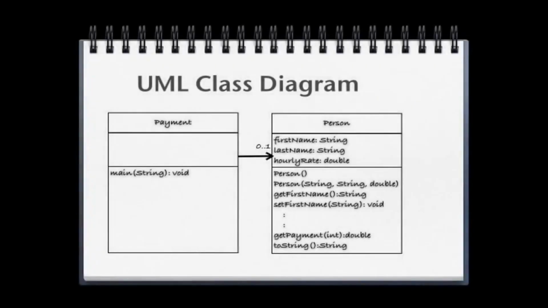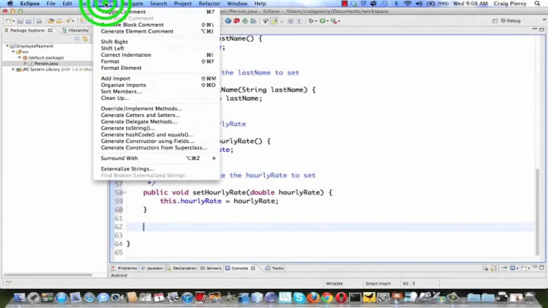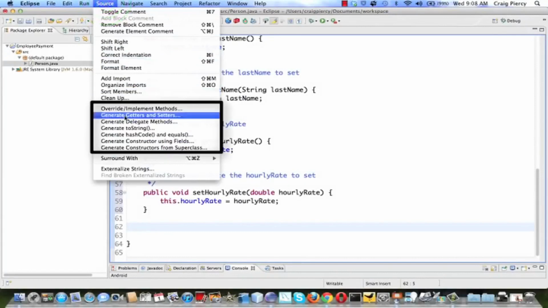Another quick look at our UML class diagram, and we see that we're almost finished. We still have left the getPayment method and the toString. I'm going to skip to the toString because we have yet one more Generate option that we can use to create it, and then we'll work on the getPayment. So back in Eclipse, click on Source, go to Generate, and this time pick toString.